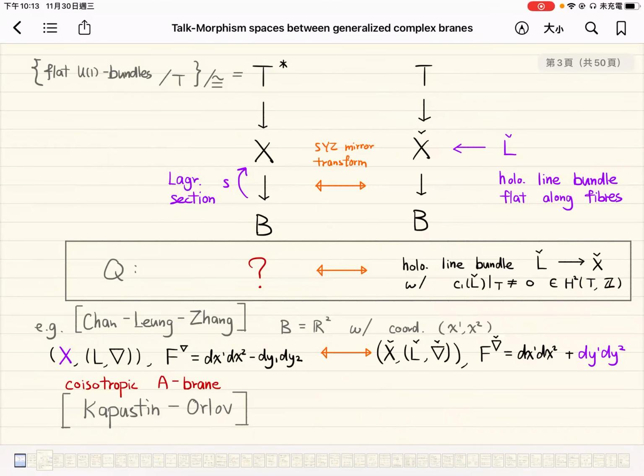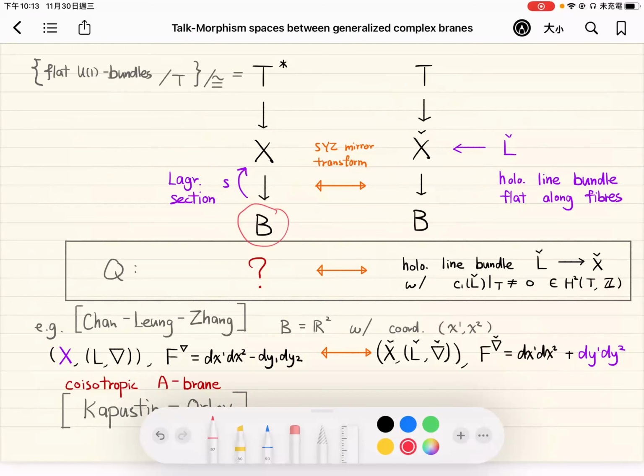For the SYZ picture, we need to take a base affine manifold B. Then you can form the torus bundle X-check, and also the dual torus bundle X. The dual torus can be described by the moduli space of flat U(1) bundles over the torus T. If we choose a Lagrangian section, that means for every base point b you get a point on the total space of the fibration X. Then you get a family of flat U(1) bundles parameterized by points on the base manifold B. If you pack them all together, you get a holomorphic line bundle flat along the fibers. I will denote that holomorphic line bundle by L-check.